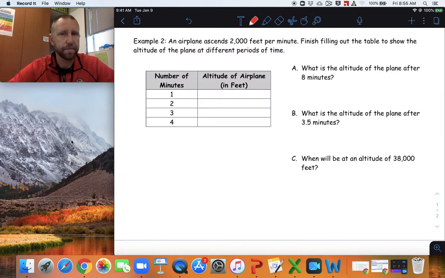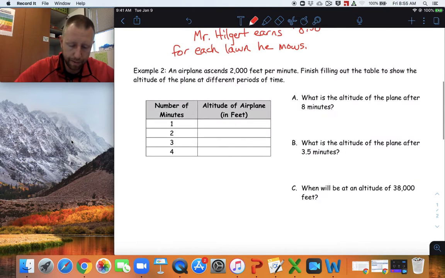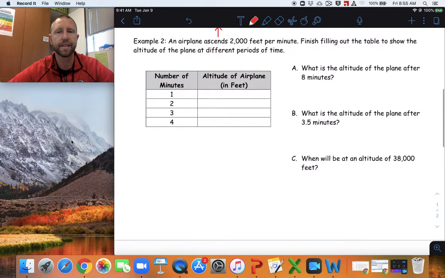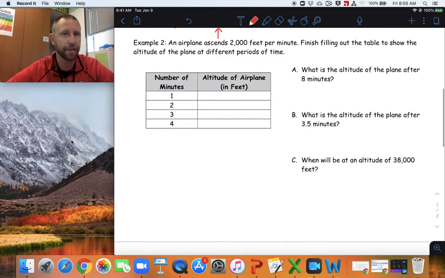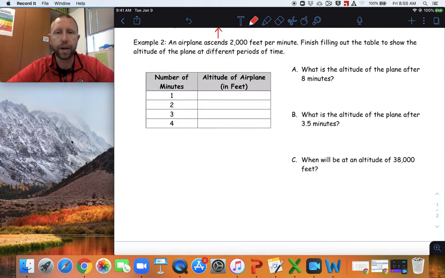It says, example 2, an airplane ascends. Remember, ascends means going up. I'm going to just draw a little arrow going up. Ascends. Descends would be going down. So an airplane ascends 2,000 feet per minute.